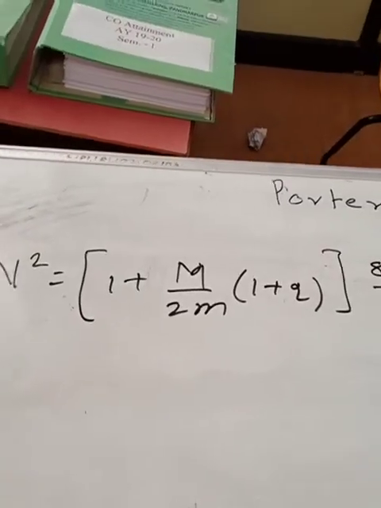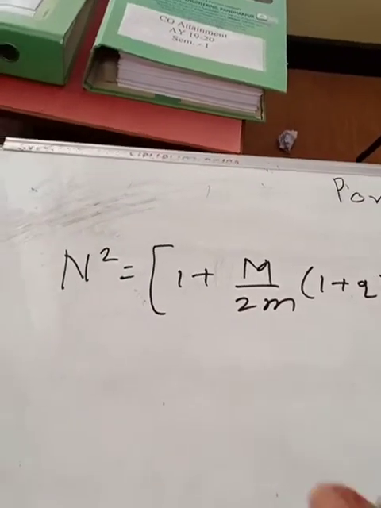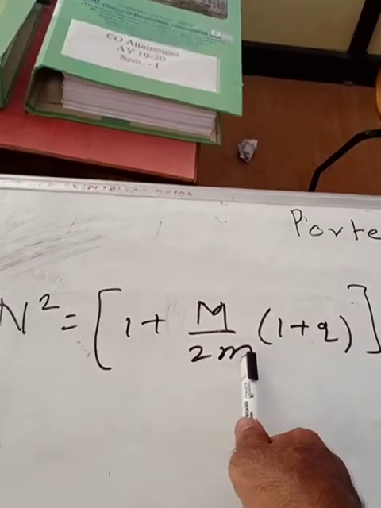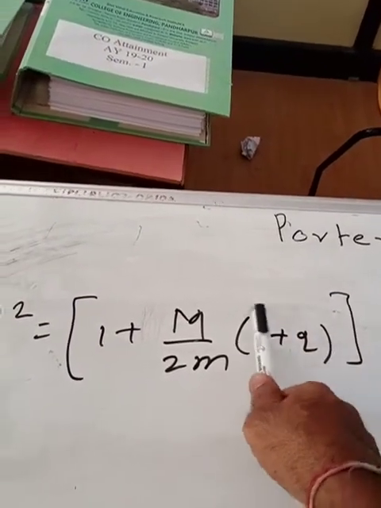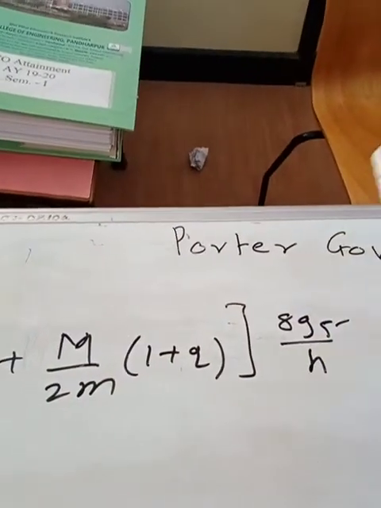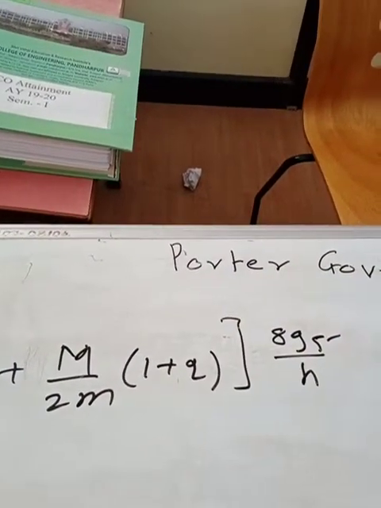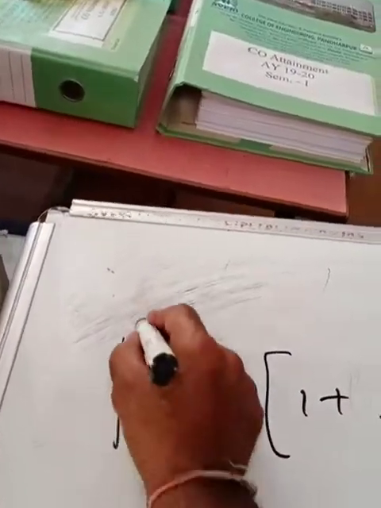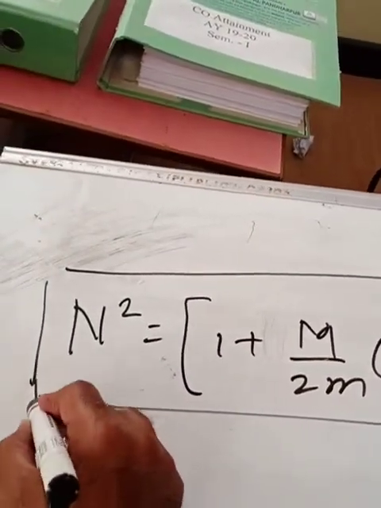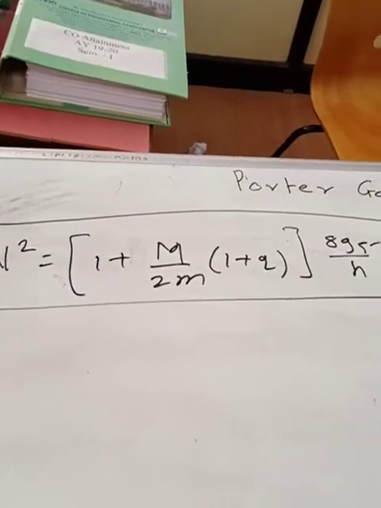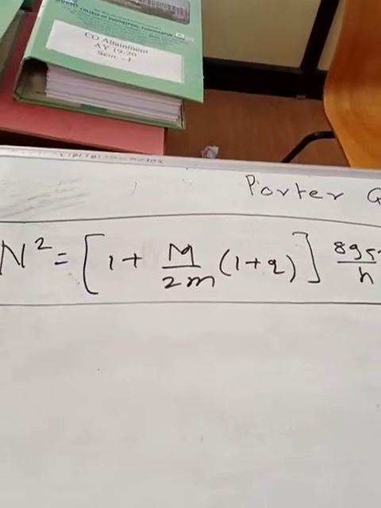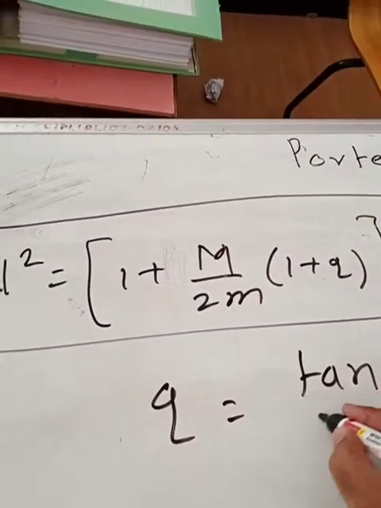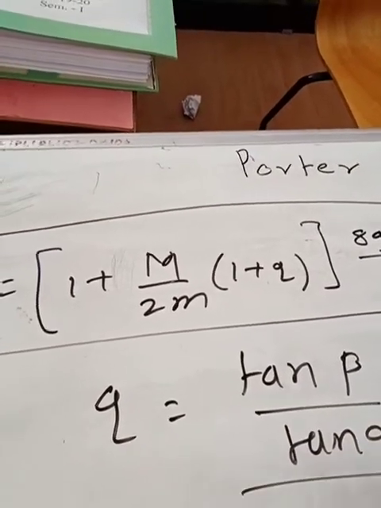And now the governing equation of this Porter governor will become N square is equal to 1 plus capital M divided by 2 small m into 1 plus q, bracket complete, whole bracket complete. This 60 divided by 2 pi square that we have calculated will be 895 divided by h. This will be the governing equation of the Porter governor, and we can solve problems related to the Porter governor by means of this equation, where we have to mention that q is equal to tan of beta divided by tan of alpha, that we have to calculate.